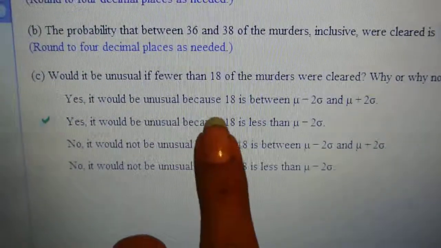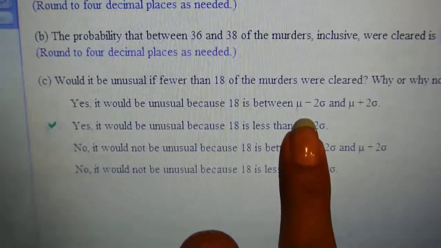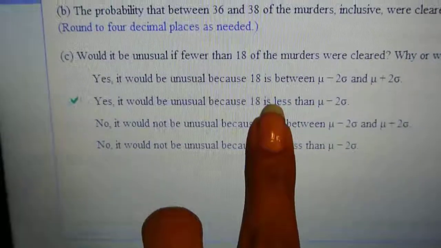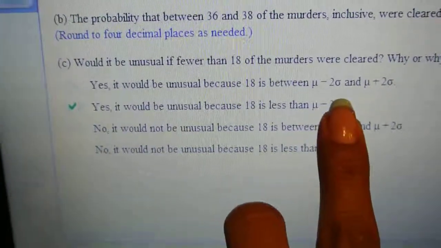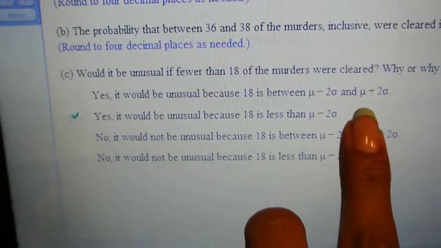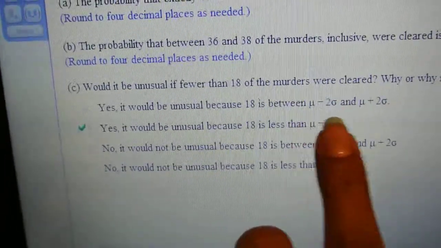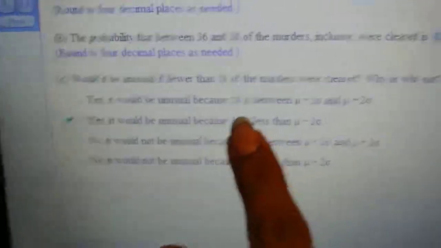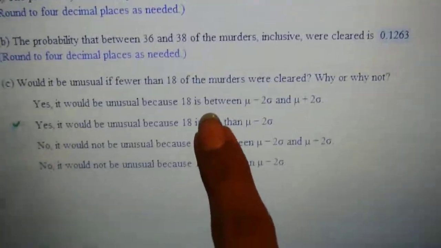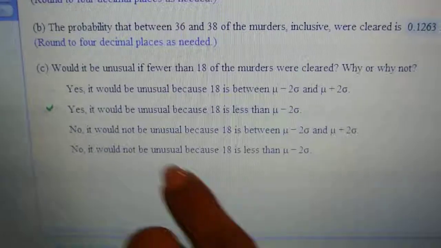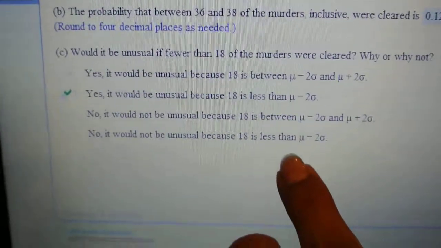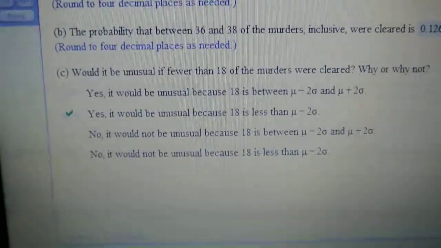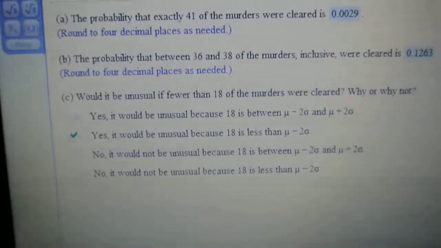If you look at some of these other options that you have, they're not true. Yes, would it be unusual? It would be unusual because 18 is between 2 standard deviations below the mean and 2 standard deviations above the mean. Well, of course, this is the negative and this is the positive end of the spectrum. But that's not true because 18 is less than what we calculated, which was 25.22. So you can just run your answer that you found through all of these options, and you can just prove all of them wrong and find the one that is correct. And I hope this video has helped.